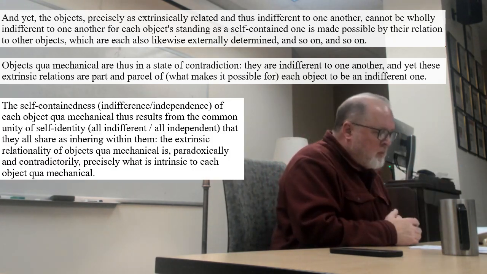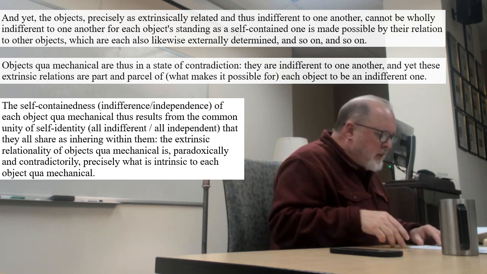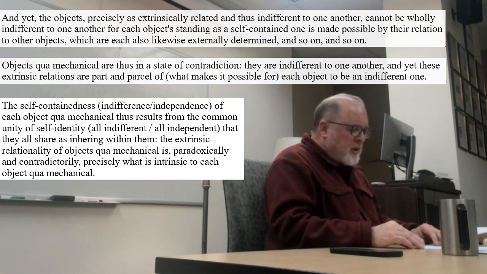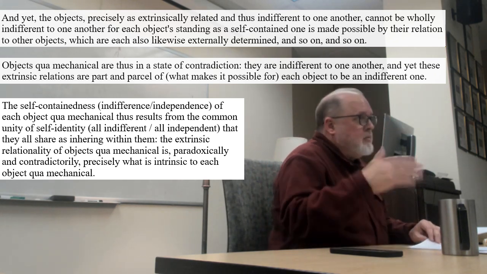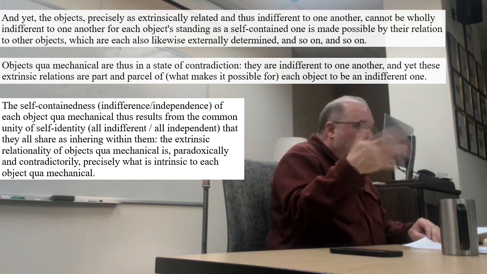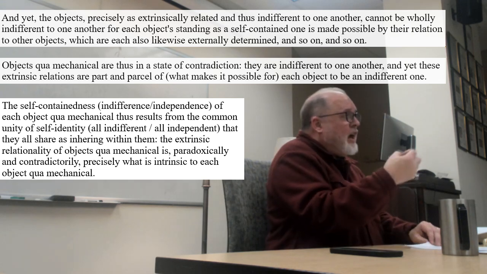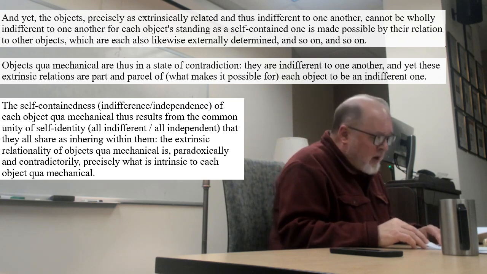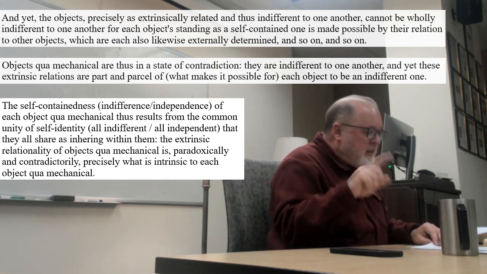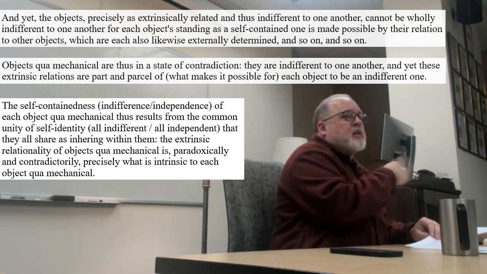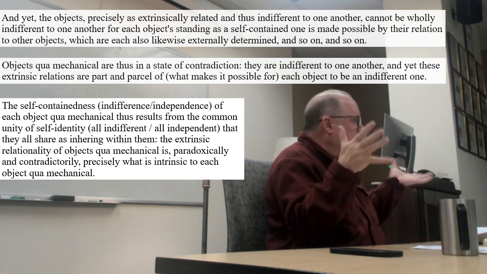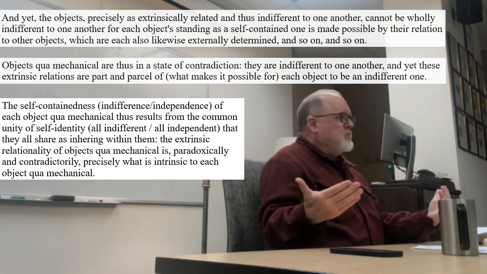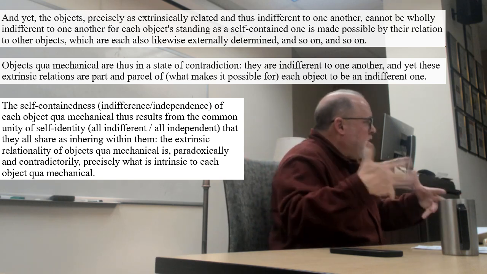Here it's an extrinsic feature. The self-containedness, I'll use that to be another term for the indifferentness, the independence of each object qua mechanical, thus results from the common unity of self-identity. They all are indifferent, right? They all are independent. That they all share as inhering, there's the inherence model of universality, inhering within them. The extrinsic relationality of objects qua mechanical is paradoxically and contradictorily precisely what is intrinsic to each object qua mechanical. So their extrinsicality is what defines them all. And their extrinsicality is that they all stand independent from one another. And paradoxically, that's what defines each one of them as an object unto itself. So they're all independent. That's what they share, right? That's what they bear with one another.